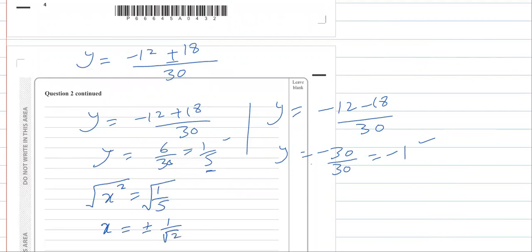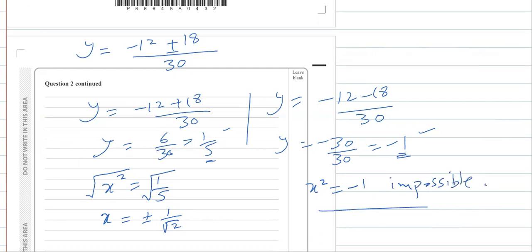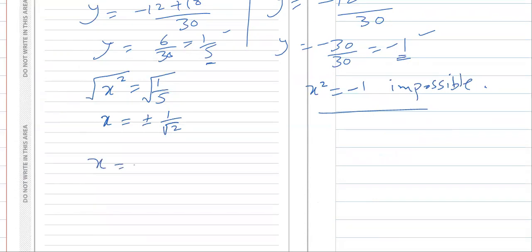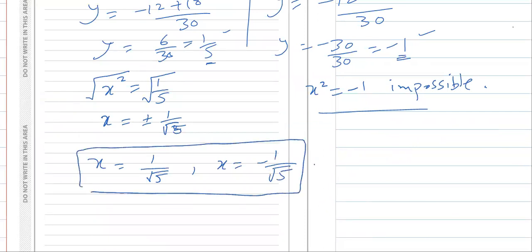In the same way, if y is equal to minus 1, x square will become equal to minus 1. So that is impossible. A square term can never be minus 1. So it is impossible. So it means the two values of x that we are having is 1 over square root of 5, and the other value of x is minus 1 over square root of 5. So those are the x coordinates of the 2 points P and Q that we were asked.